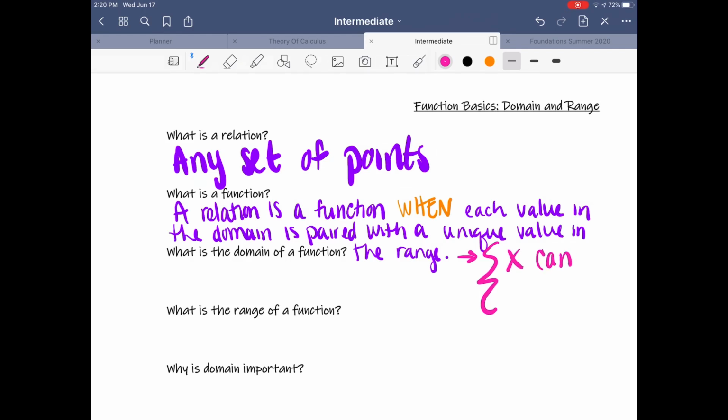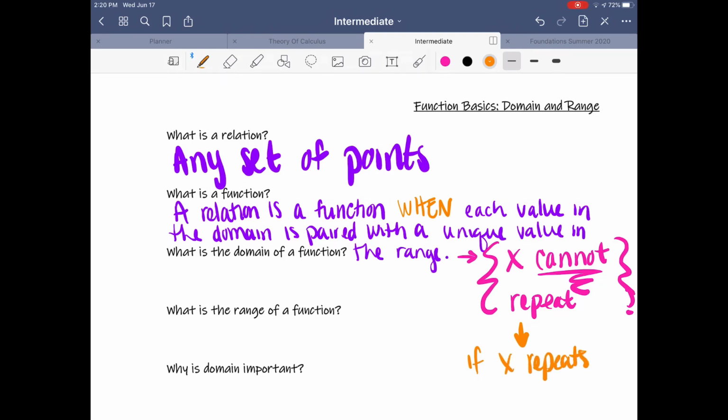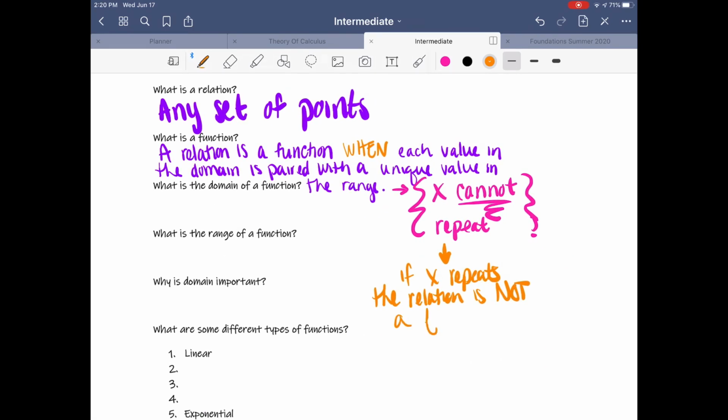X cannot repeat. If X repeats, the relation is not a function. If X repeats, the relation is not a function.